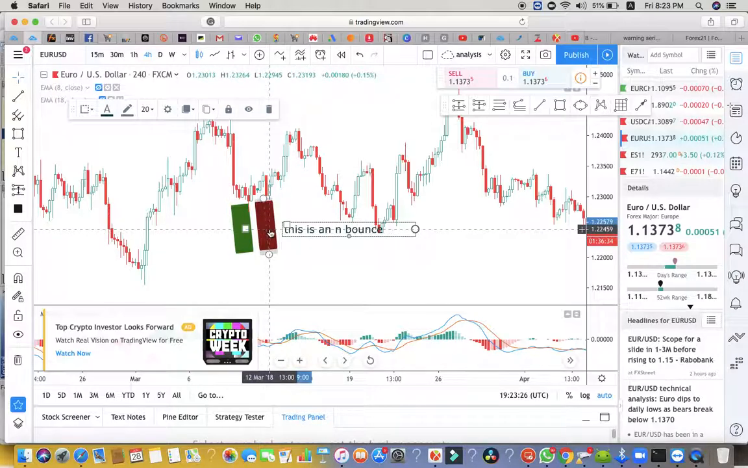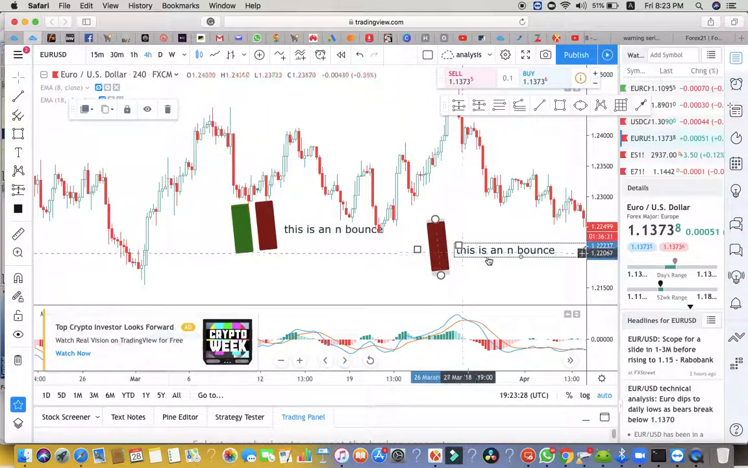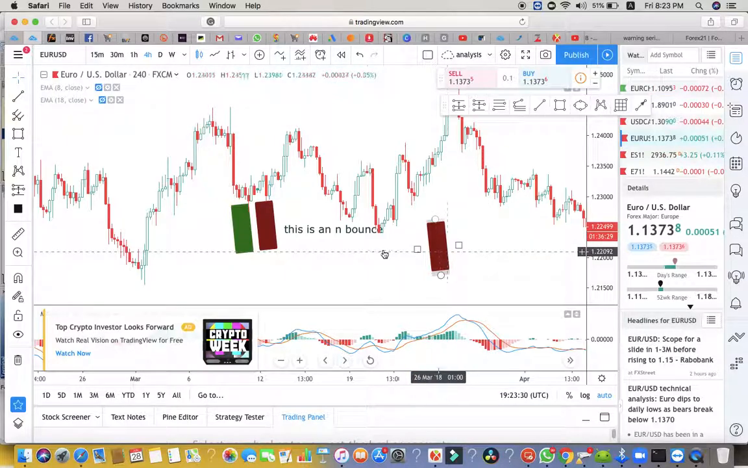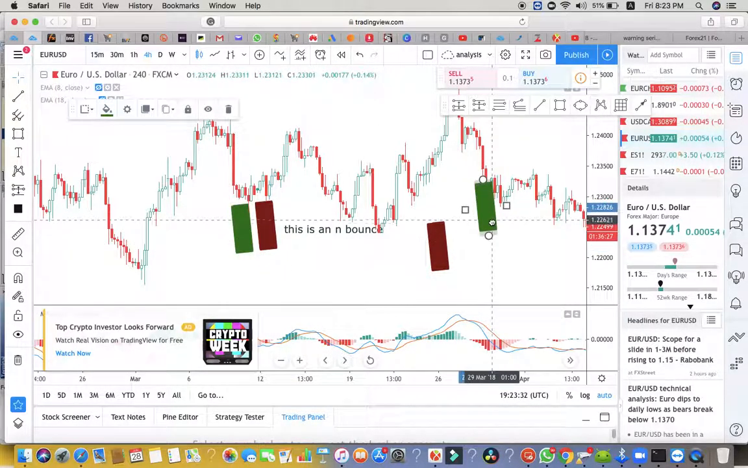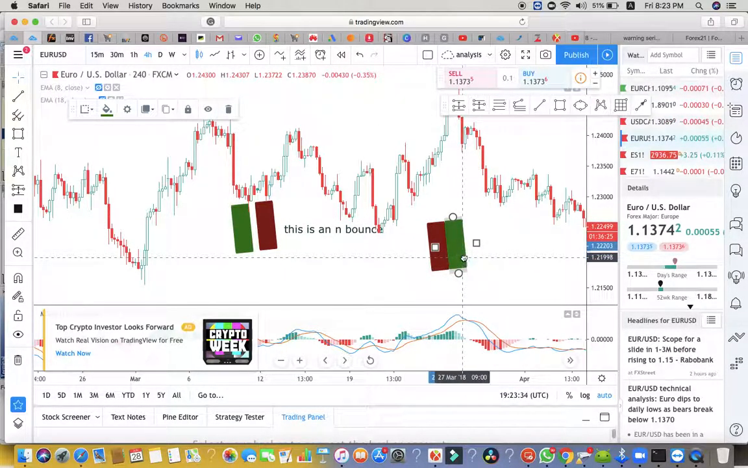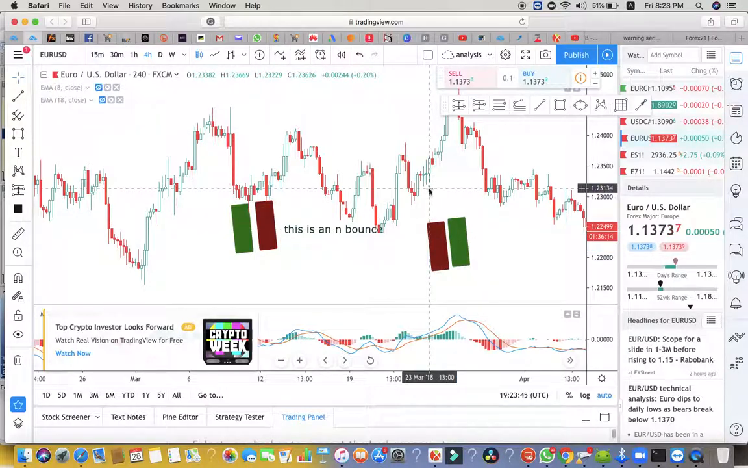Now, if we have a scenario like this, where we have, let's say, a red, and then we have something like this, a green. What kind of bounce is this? A V bounce. Why is it a V bounce? Because it was coming down and going up. All right, symbolic, right? All symbolism. So now we see that this red candle signifies a down, and then this signifies an up. So it's a V bounce.